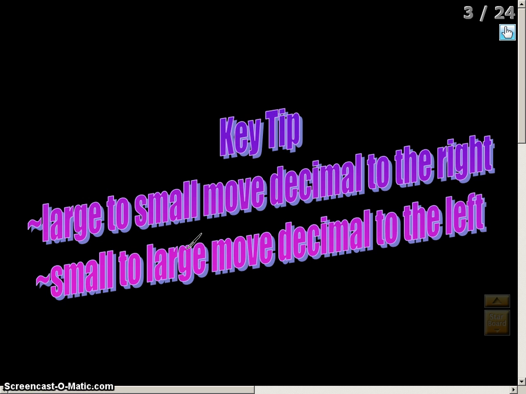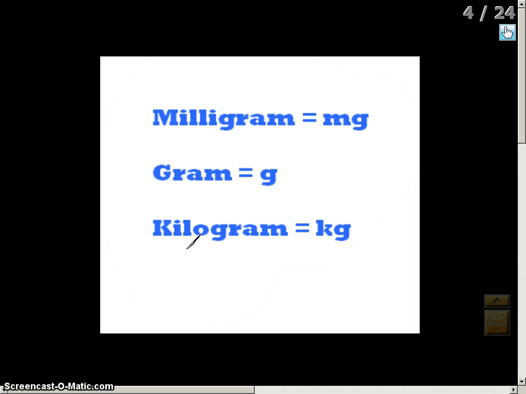So, a key tip for today. It's important to understand that whenever you go from a larger to a smaller unit of mass, you're going to move the decimal to the right. Just remember, larger to smaller, your numbers will increase. Smaller to larger, you're going to move the decimal to the left, and the numbers will decrease. So the only thing we're doing today is just moving the decimal to the right or to the left.